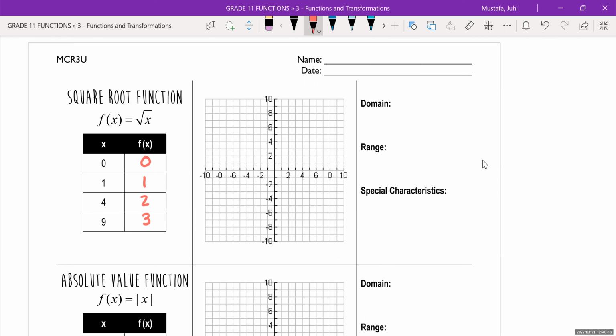Okay, now to graph this, we're going to put (0, 0), (1, 1), (4, 2), and (9, 3). You're going to make a nice smooth curve that's going to look like, oh gosh, you know what? I'm going to move this over. That's not bad. So it kind of looks like a sideways parabola and only one part of it.